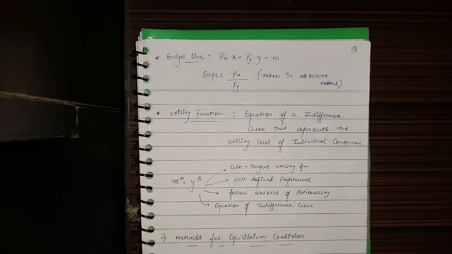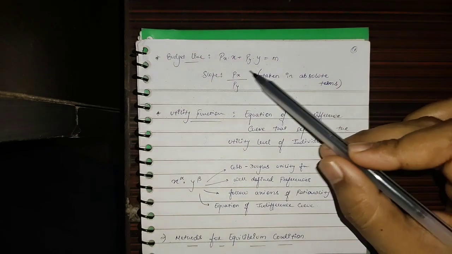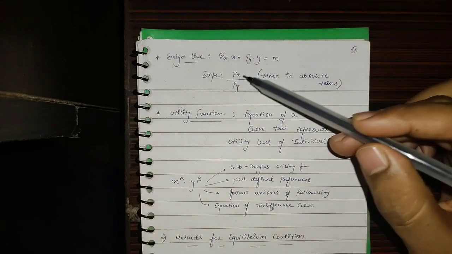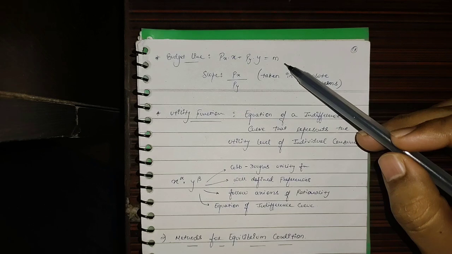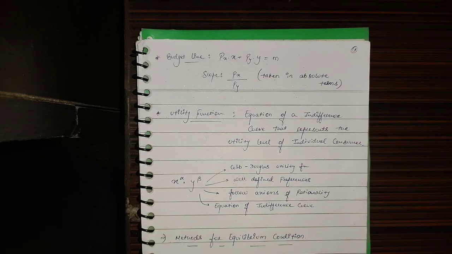The equation of the budget line looks something like this, where Px represents the price of good X and Py represents the price of good Y. M represents the income of the consumer, which is also his budget constraint because he is constrained by his income.